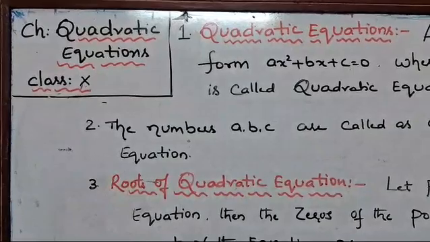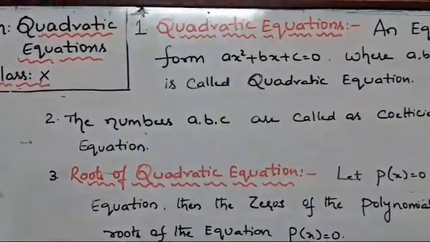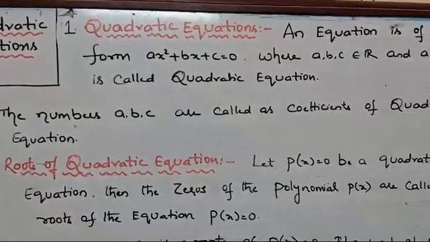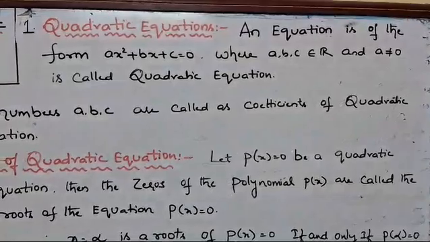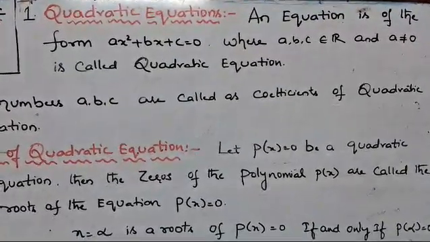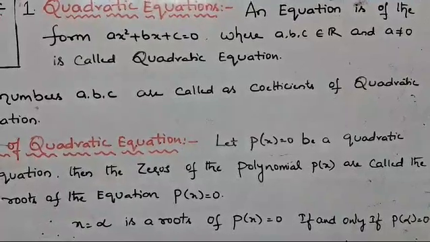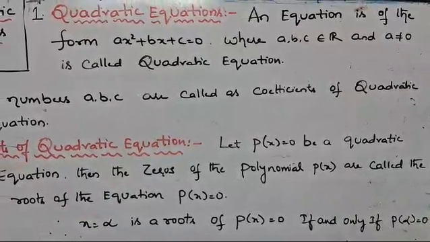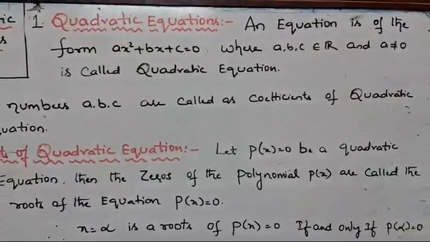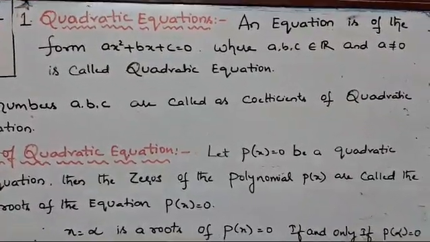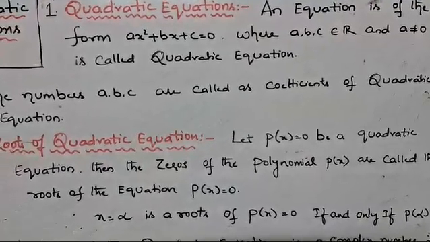Today we are going to discuss quadratic equations of class 10th. Some definitions, guys. What is a quadratic equation? An equation of the form ax² + bx + c = 0, where a, b, c belong to R, that is the real number set, and a is not equal to 0, is called a quadratic equation. Okay, and if a equals 0, then it becomes a linear equation, guys.